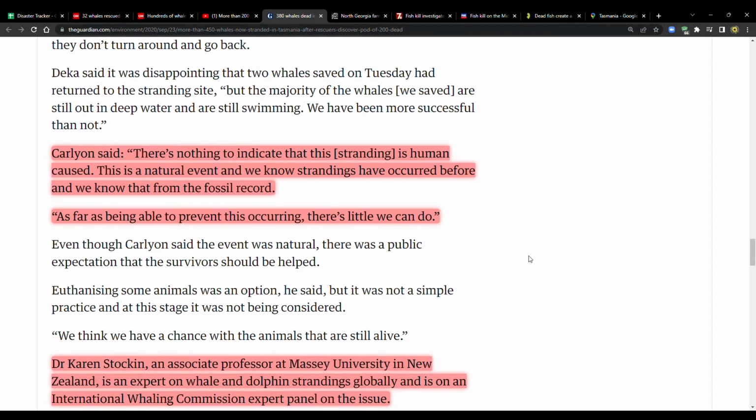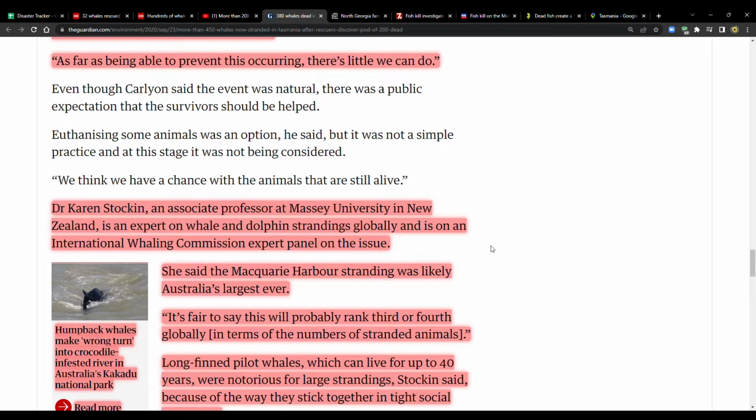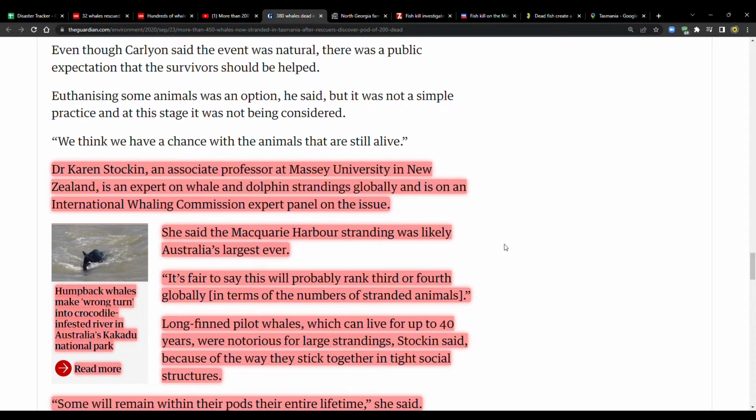Now, a couple other things that were interesting. Carolyn said, quote, "There's nothing to indicate that this stranding is human-caused. This is a natural event, and we know strandings have occurred before, and we know that from the fossil record. As far as being able to prevent this occurring, there's little we can do." Yeah, because it seems like they don't know what's happening, or if they do know, then they're hiding it.